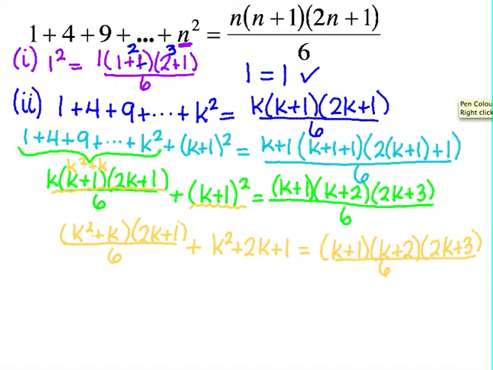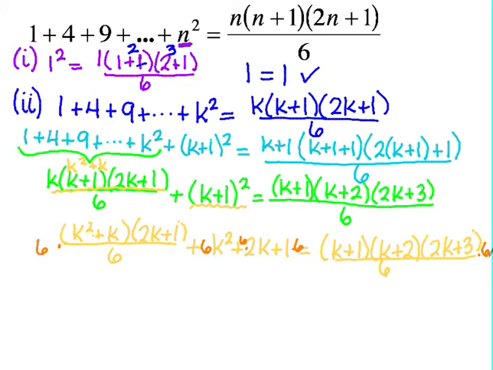What are you going to do now? What do you think? Let's get rid of something. Let's get rid of the 6's. Yep, get rid of the denominator. So I'm going to multiply this by 6. I'm going to multiply this by 6. That by 6. That by 6. That by 6.